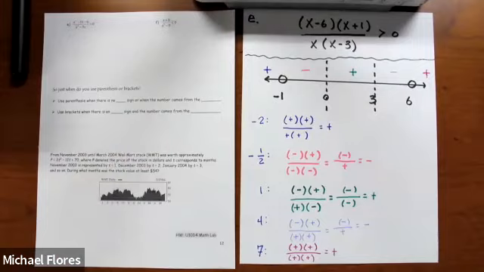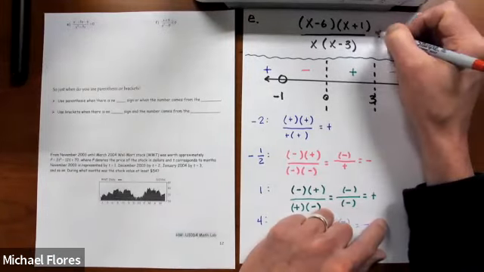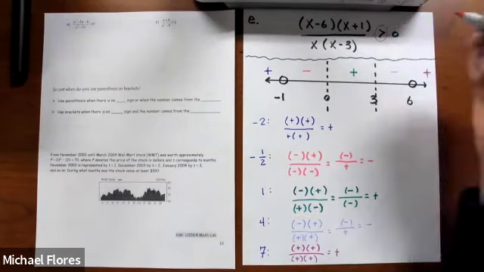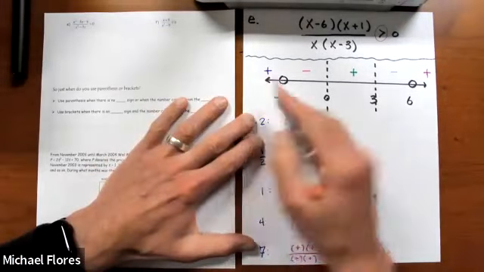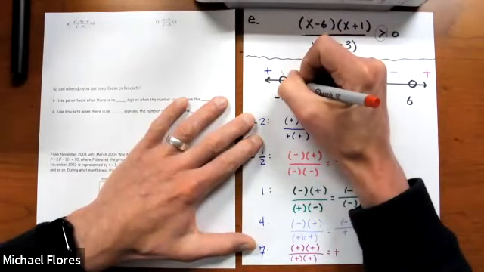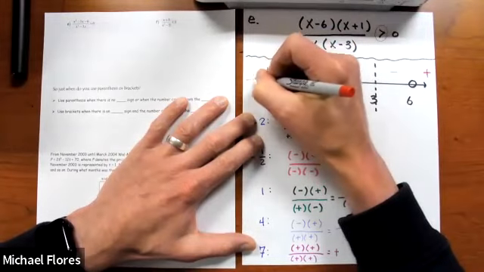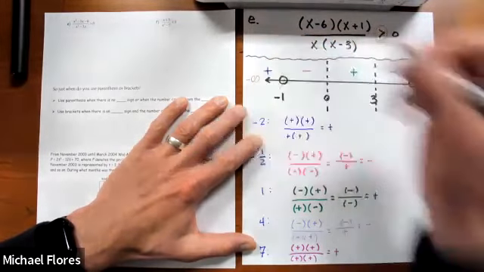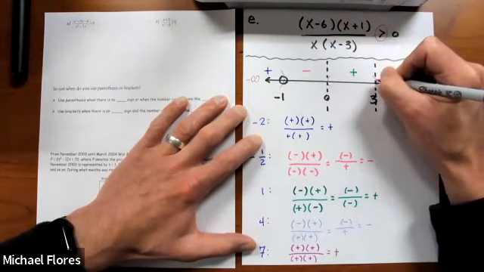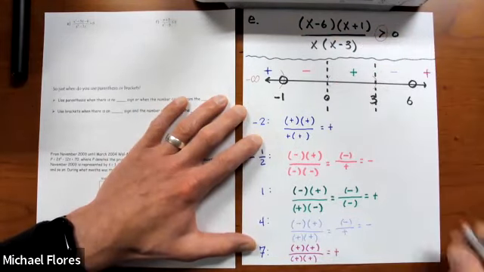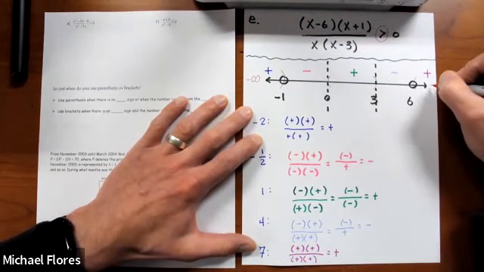Now we're going to go back here and figure out, okay, what are we looking for? We're looking for everything greater. We're looking for positive results. So that's going to be this range here, not including -1. It's going to include from here to here. And then it's going to include from here to here.